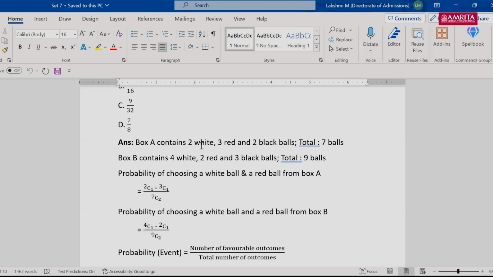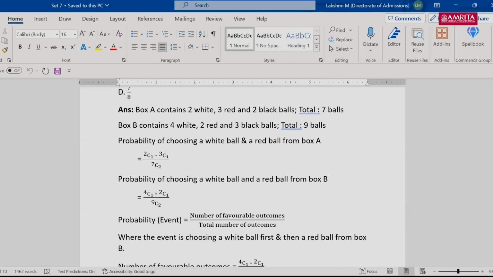portion. So box A contains 2 white, 3 red and 2 black balls. So total is 7. Same with box B, 4, 2, 3. It's 9. Now, probability of choosing white and red ball from box A. So it's 7C2, that's the total. 2C1, 3C1, because one ball each, white, red. Same thing happens with this also. The total is 9C2. One white is 4C1 and one red is 2C1. So that's the total that you got.